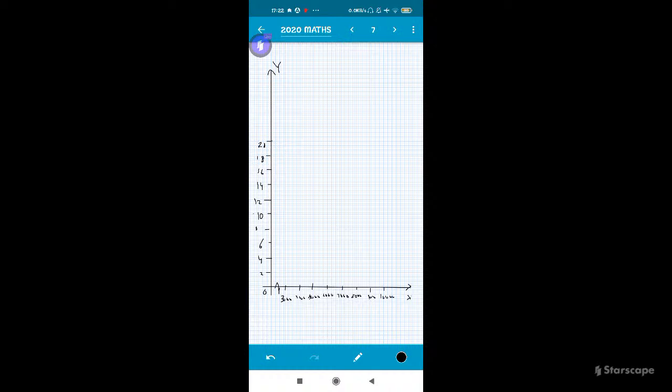Okay, so for 3000 to 4000 we have the number of people as 4. So I'm using a different color to show. So 9 is out here. Okay, now from 5000 to 6000 we have it at 18.